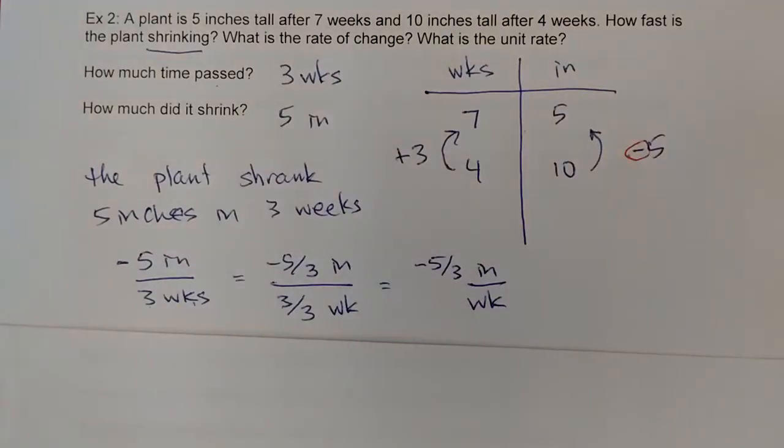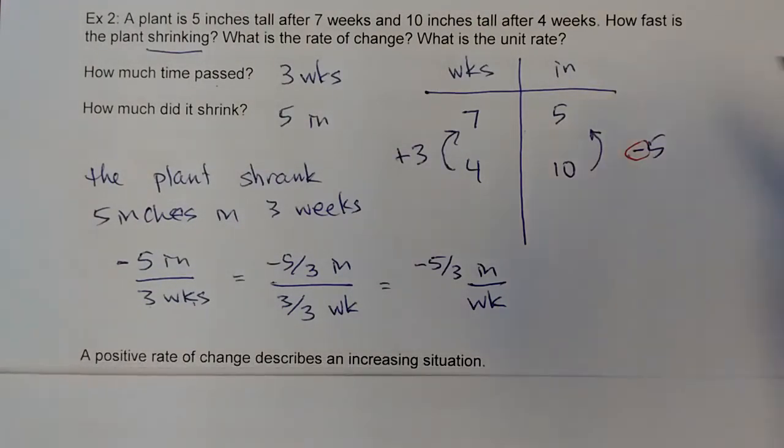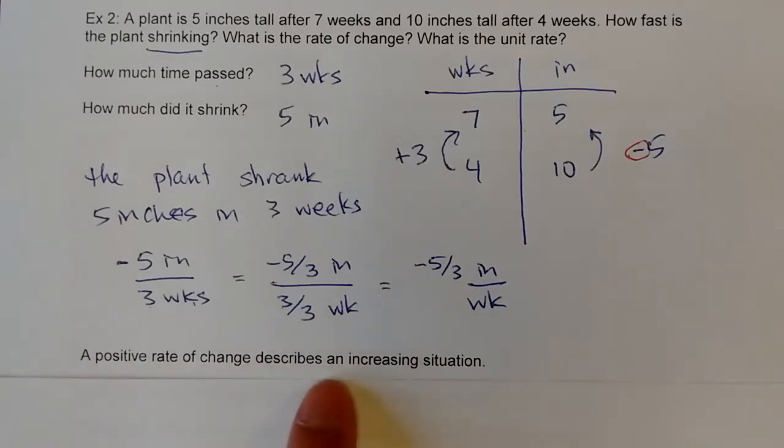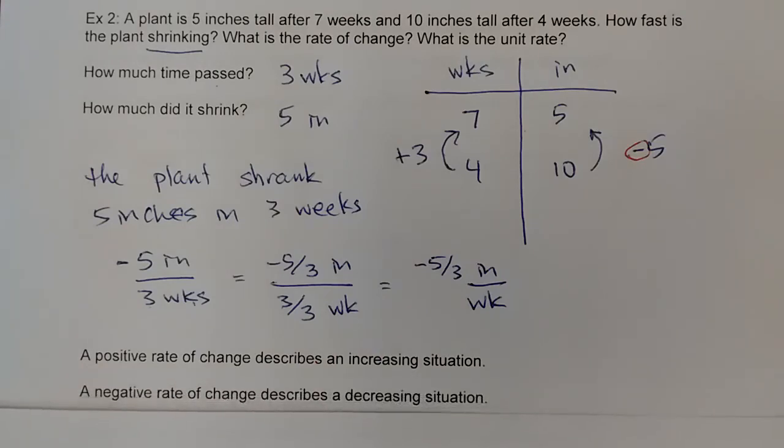So a couple of key things to take from this problem. First of all, that a table is often useful to represent the situation. And one point here, a positive rate of change describes an increasing situation, like we had in example 1, and a negative rate of change describes a decreasing situation, as we had in example 2.